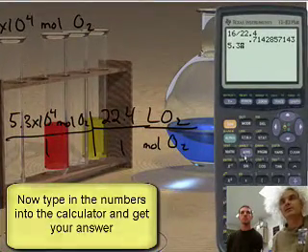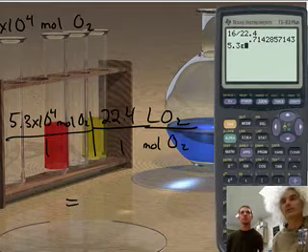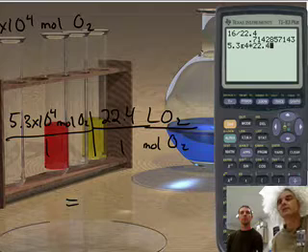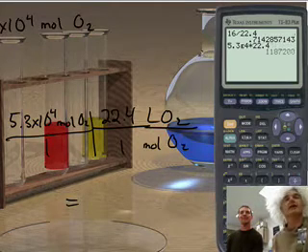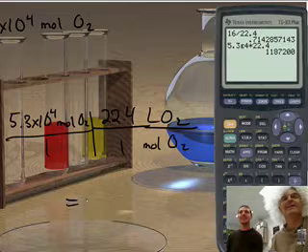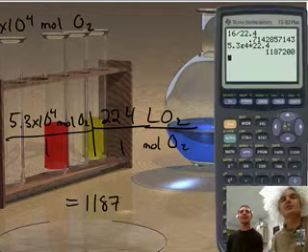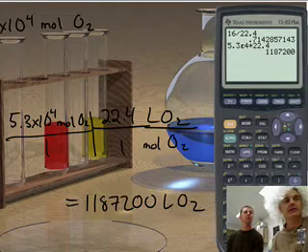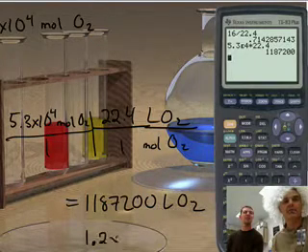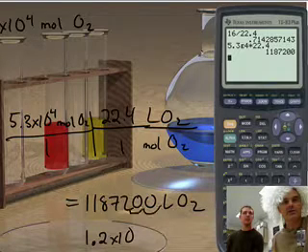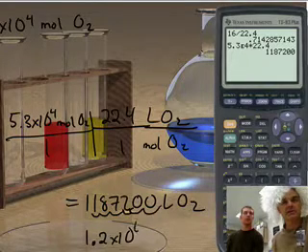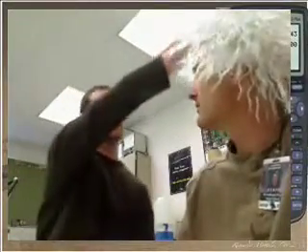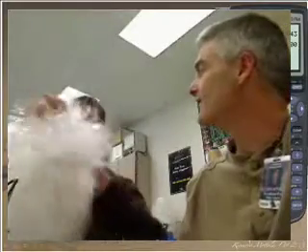We have scientific notation, so 5.3, second function E, 4, times 22.4. The result is 1,187,200. Is that how I should write it? I'd say it would be better to say 1.2 times 10 to the 6th liters of O2, moving the decimal over 1, 2, 3, 4, 5, 6. That's how you would write it with the appropriate number of significant figures.